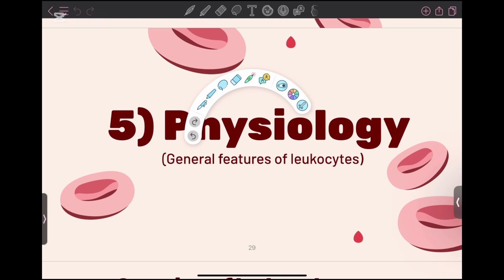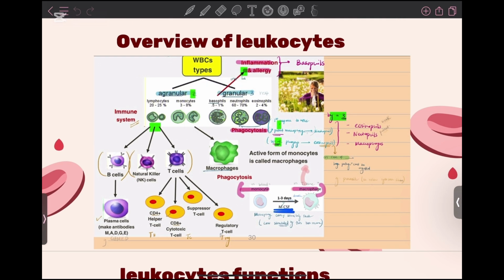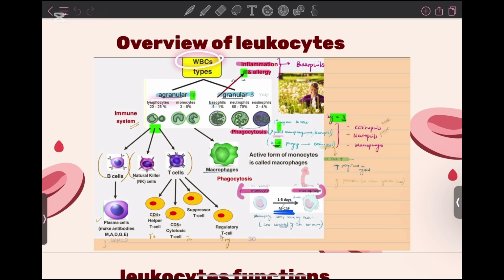Okay, now let's start off with physiology. Physiology is super simple. You're just supposed to know the general features of the leukocytes and the WBCs. Very straightforward. It's kind of like a recap of your foundation year. Again, I'm just going to go through this very quickly and it's super easy. We know that WBCs are agranular and granular. We have 5 types of WBCs.